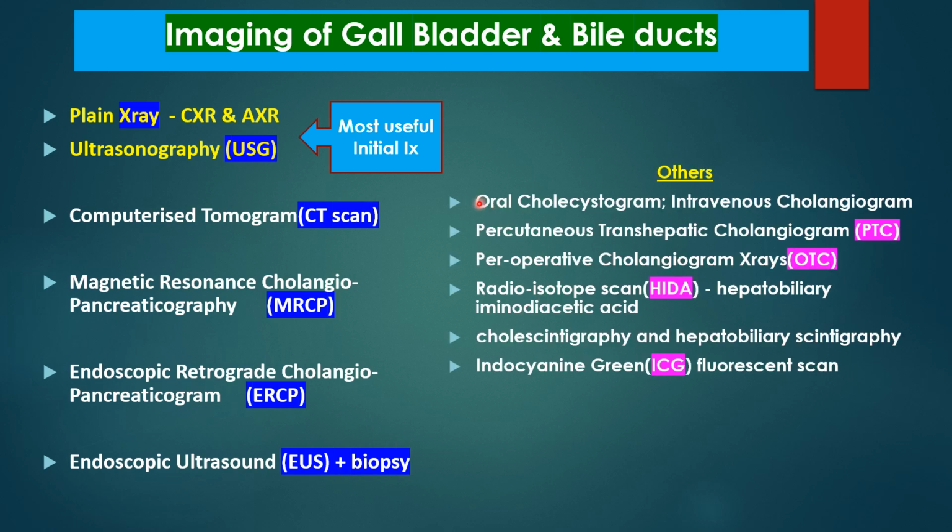The other lesser investigations will be listed here. Among them, still in use is the percutaneous transhepatic cholangiogram (PTC), operative cholangiogram X-rays (OTC), radioisotope scan or the HIDA scan, which refers to hepatobiliary iminodiacetic acid scan. And of recent importance, becoming important nowadays, is the indocyanine green fluorescent scan, ICG.